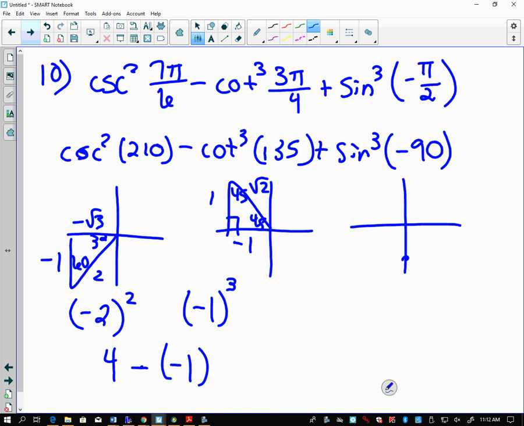All right, and -90 degrees. So that's down here, right? So because sine represents y-axis, it would be -1, right? Okay, so I'm getting -1 cubed, which is -1. So this is plus -1. So I have 4 plus 1 is 5, minus 1 is 4. And let me check, this is number 10? So let's see if I got the right answer there. 10, answer should be 4.